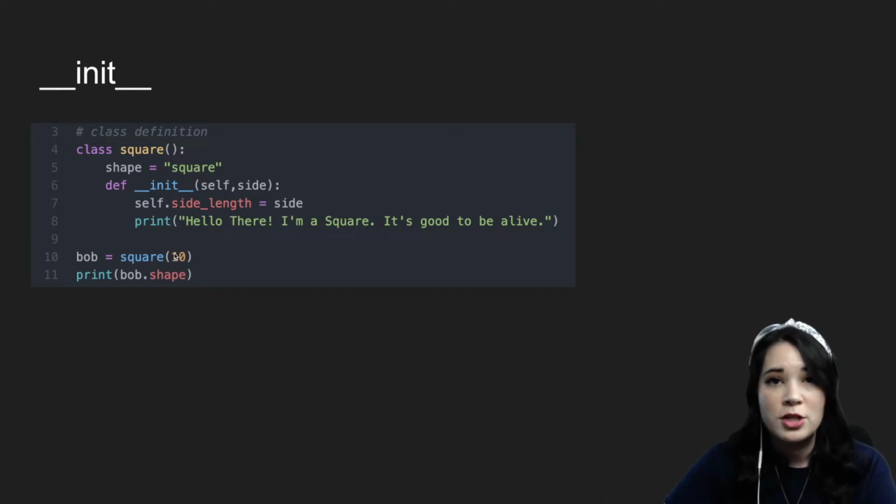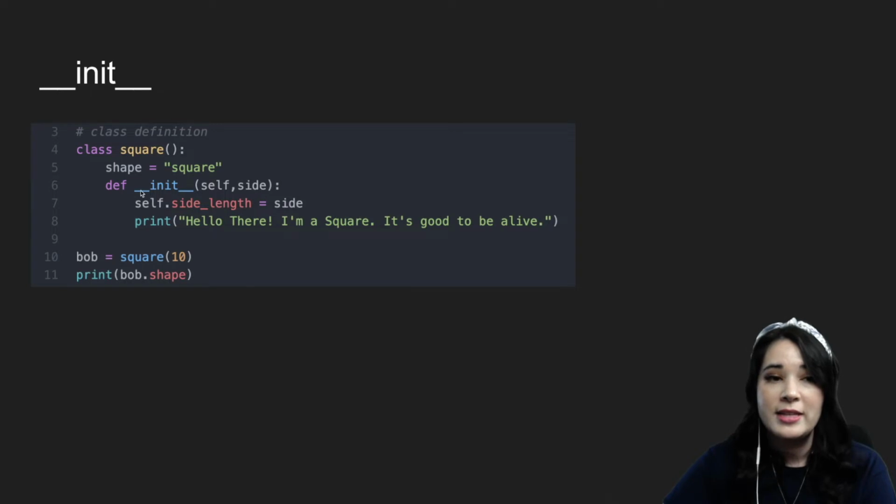Now, the init function is what creates the class instance. Remember I said that classes are basically like cookie cutters or blueprints? Well, an instance is basically what those things create, either an actual cookie or a building in the case of a blueprint. So when we have this blueprint or this class for square, we can use it to create an instance, a particular square. In this case, I'm creating a square, I'm giving it the side length 10, and I'm calling it Bob because I'm storing it in the variable Bob. All right, that was a lot of information. Let's go through that step by step.